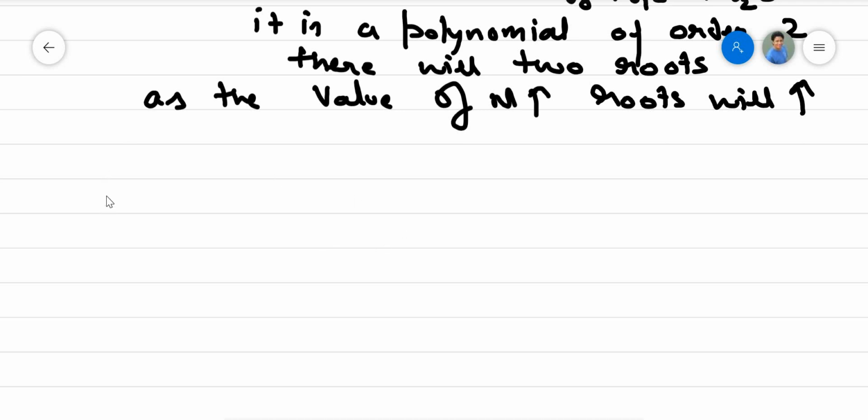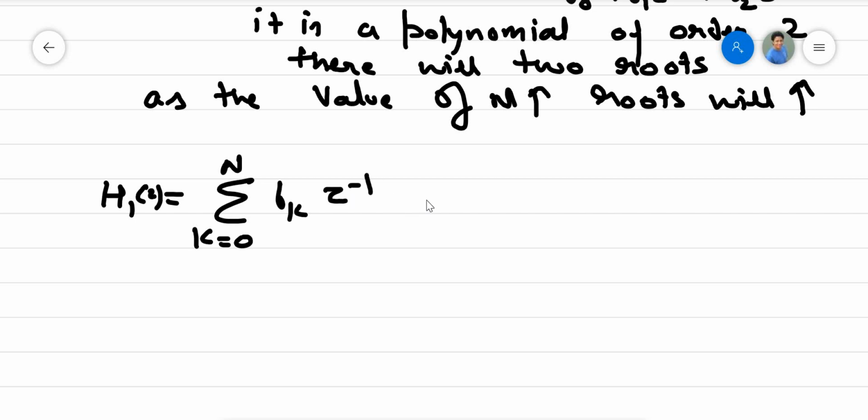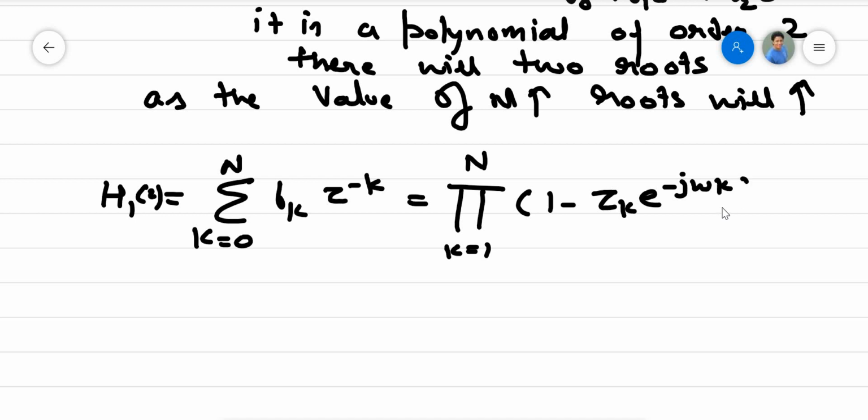Right? So we can write it like this: H1(z) as the summation k equals 0 to n of b_k z^(-k), in terms of roots, as the product k equals 1 to n of (1 minus z_k e^(-jω)). Now we have done two parts in this particular case.